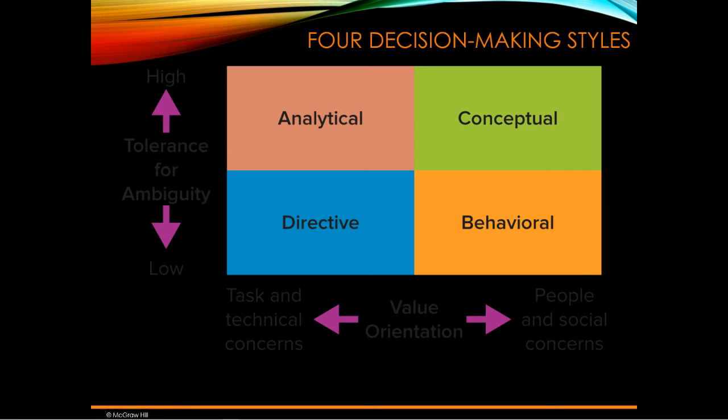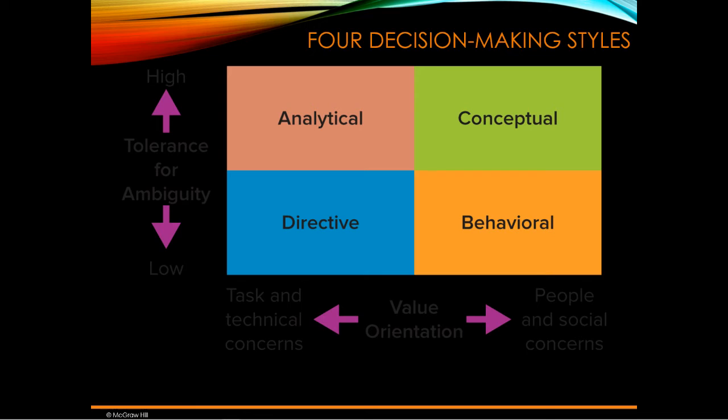When we look at the chart here, we've got these four boxes, and depending on what our tolerance is, our value orientation drives how we approach decision making, which process we may tend to use, and depending on the situation might drive us to one of these styles as well. It puts us into one of these boxes depending on where we fall. So we've got the directive. People with this style have low tolerance and are oriented towards tasks and technical concerns when making decisions. They really want the numbers. They want to be able to justify the decisions. They want as much information as possible.